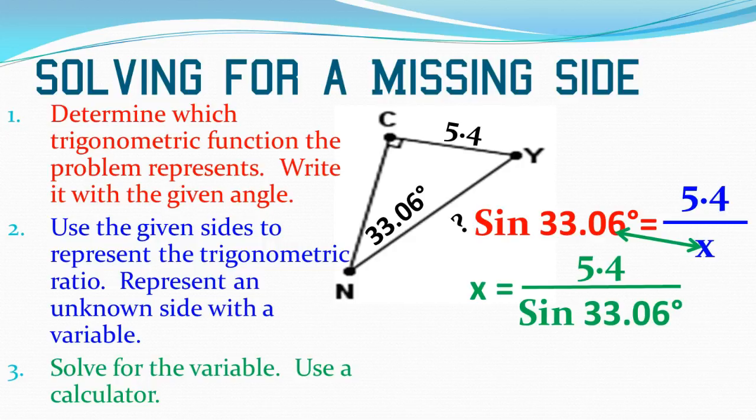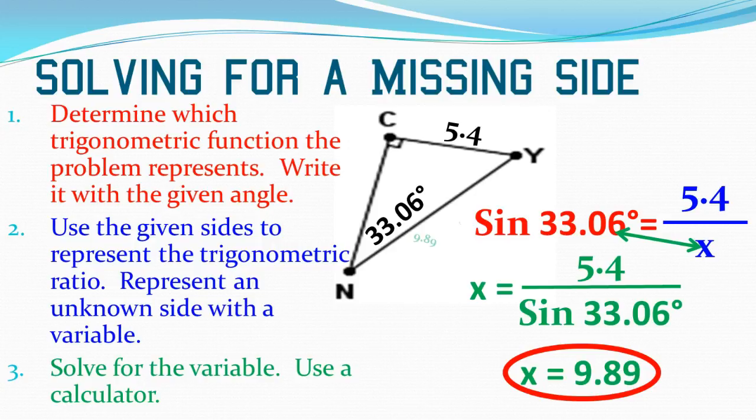5.4 divided by sine of 33.06 in my calculator gives me 9.89. So that means that the measure of this missing side, the hypotenuse, is 9.89.